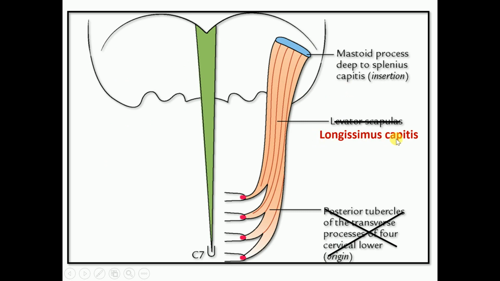Here the longissimus capitis can be seen. It arises from the posterior tubercle of the transverse process of the lower four cervical vertebrae, C4, 5, 6, and 7. Then all the slips merge and form the longissimus capitis, and finally are inserted into the mastoid process deep to the splenius capitis.